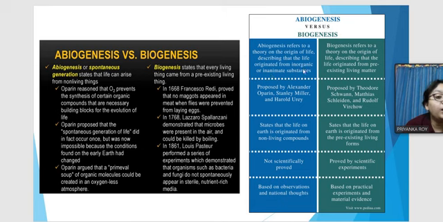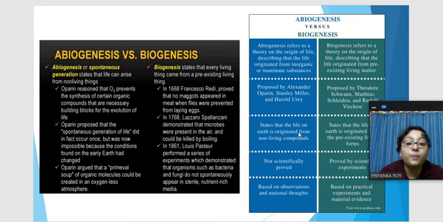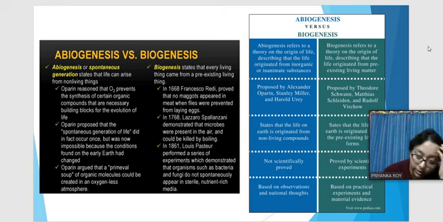Abiogenesis is the theory describing that life originated from inorganic substances, and biogenesis says it comes from pre-existing living matter. Abiogenesis is not scientifically proved and is based on observations only, while biogenesis is scientifically proved by experiments. So this suggests that the theory of biogenesis is more relevant compared to the theory of abiogenesis or spontaneous generation.